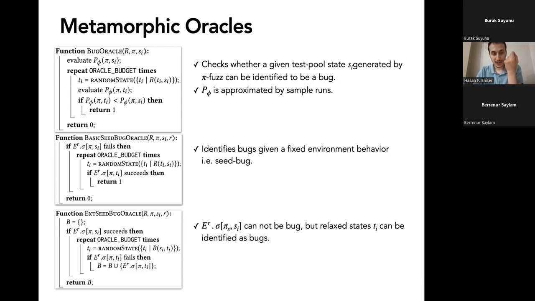The agent is failing in the easier state S, but winning in the state T. Then we say that S is a bug in policy pi. If we find the bug with S, then there's nothing else to do; I return. But in the extended seed bug oracle, we generate relaxed states where it's failing, and if the agent is failing on those relaxed states, then we say that the relaxed state T is a bug in the policy. So we can find many different relaxed states, and we keep adding those to the set of bugs.